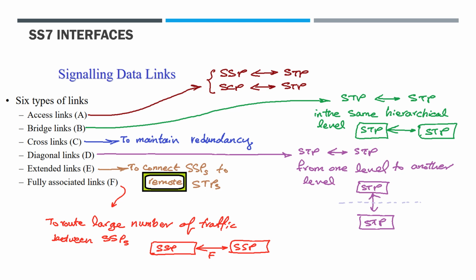And D-Link, what's the difference between D and B? D is connected to STPs, but from one layer to another level of hierarchy. Extended links to connect SSPs, switches to STPs, to routers remotely. And F, to route large number of traffic between SSPs. When we have two main switches that wants to transfer data, they should need F-Link for connecting and transferring these kinds of data.